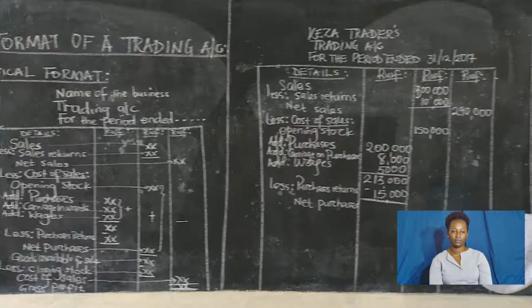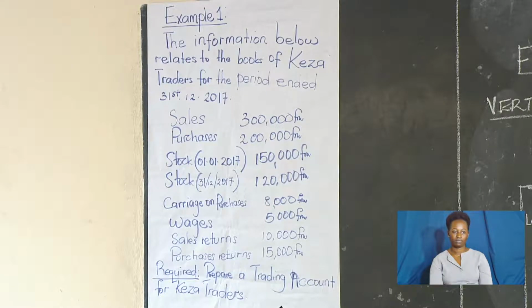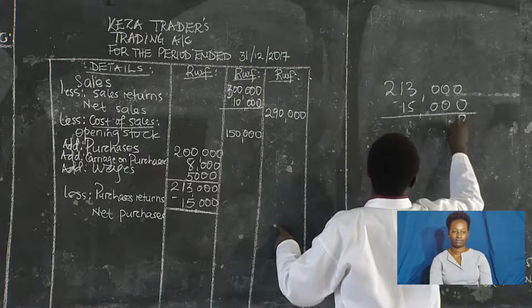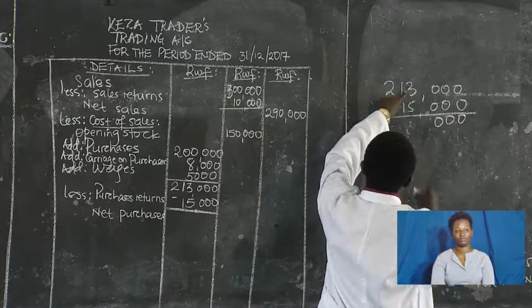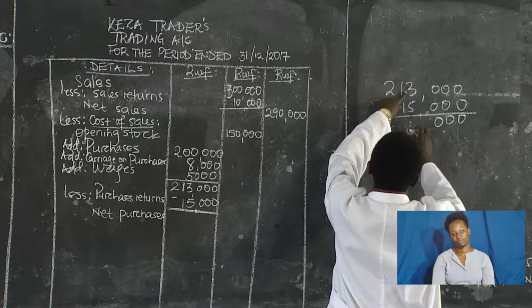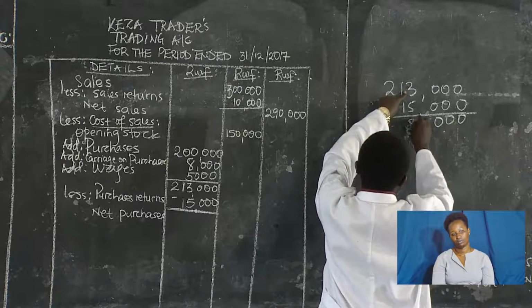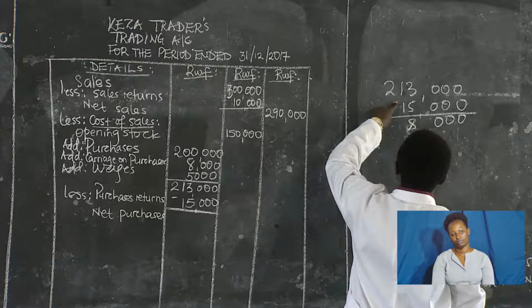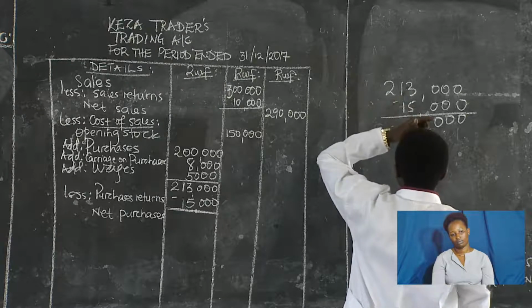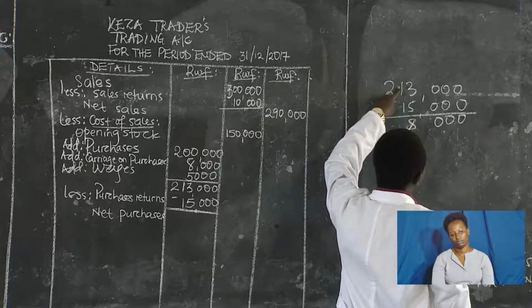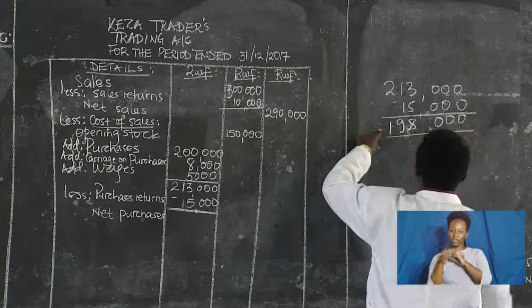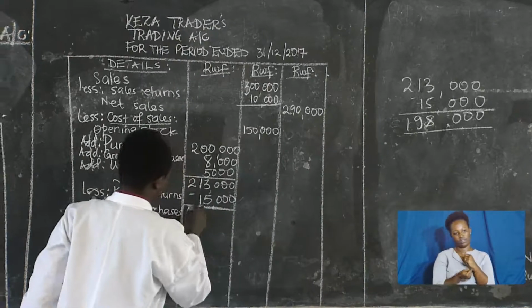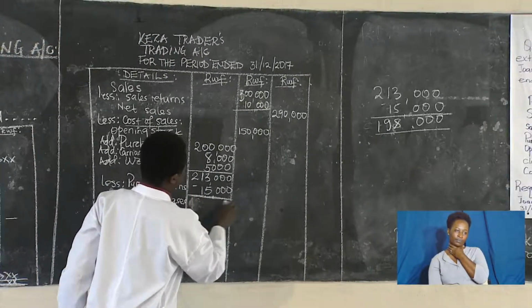So you can express it here very well. Those who don't know how to subtract it very well, you can indicate it here. 3 minus 5, impossible. Then you borrow 1 to become 13. 13 minus 5, you get 8. After getting 8, here we have 0. So when you subtract this, it becomes 198,000.